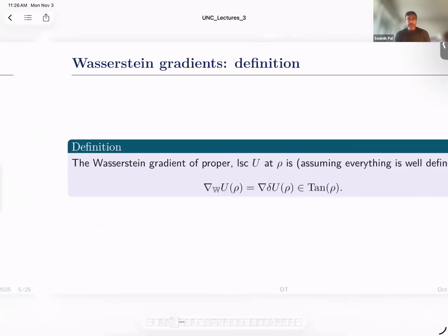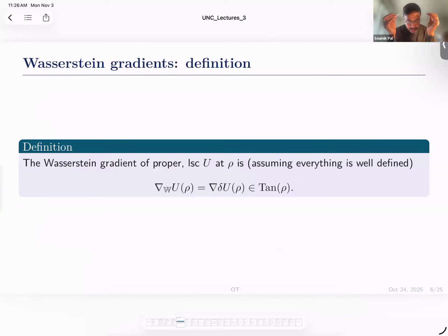So I'll write down the first definition. Again, Young must have mentioned this. My part of this class is just putting them in my notations. That's it. So what is the Wasserstein gradient? I'll give several definitions. It's the first one, which is, I would say, the most explicit one, and I'll come to some of the other ones.